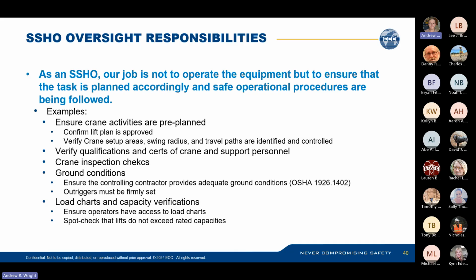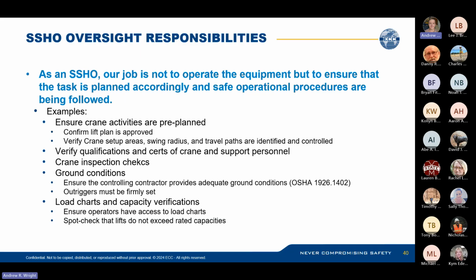Ground conditions: ensure that the controlling contractor provides adequate ground conditions and that the outriggers are firmly set. Do a little visual inspection of your job site every day, especially after inclement weather, to make sure nothing has changed. Also, if you're on a military base, especially if you're working near barracks or something, make sure that nobody has messed with your equipment or moved things around. We've had that happen before on our job sites.